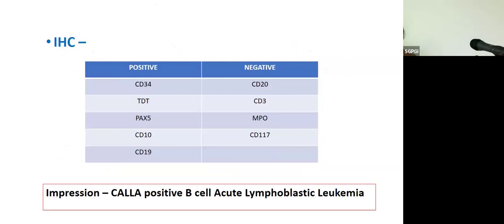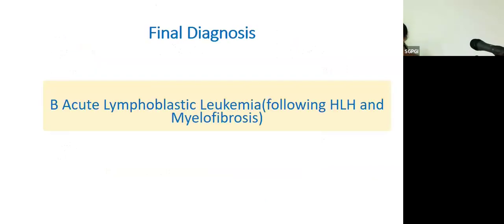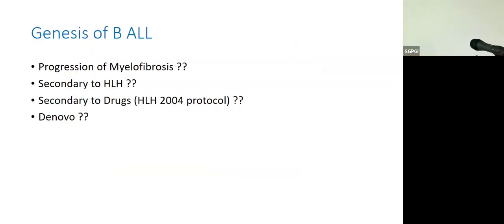But my problem is, the final diagnosis was an acute lymphoblastic leukemia, following HLH and myelofibrosis. Now, the problem here is, what is the genesis of B-ALL in this case? Did it arise because of myelofibrosis? Did it arise out of HLH? Did it arise out of drugs which we gave in the HLH protocol? Or was it a case of simply de novo B-ALL?